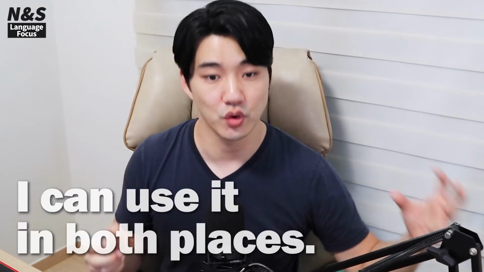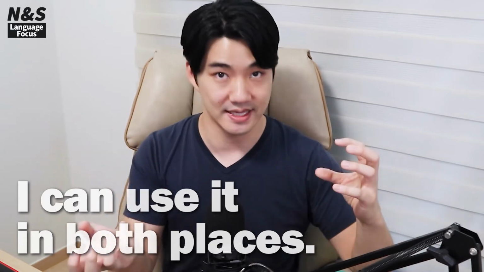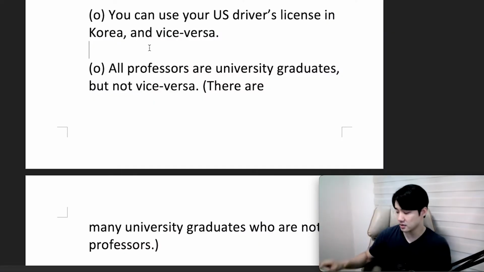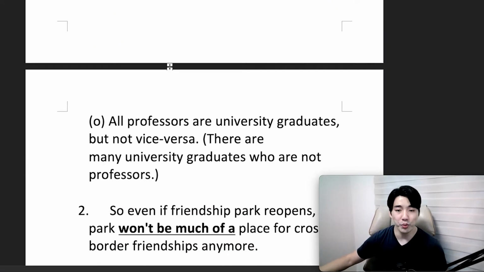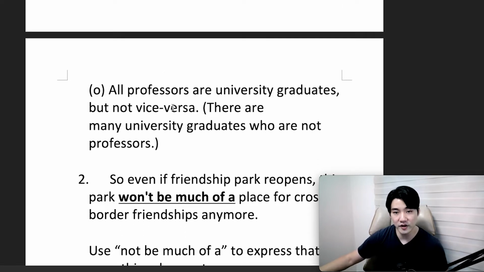I can use a US driver's license, so I can use it in both places. Next example says, all professors are university graduates, but not vice versa. 모든 교수들이 대학 졸업생들이지만 그 반대는 아닙니다. So there are many university graduates who are not professors.